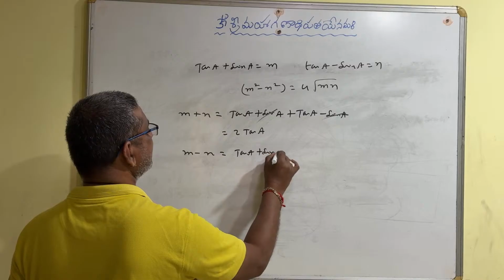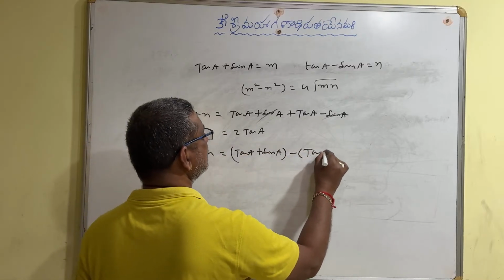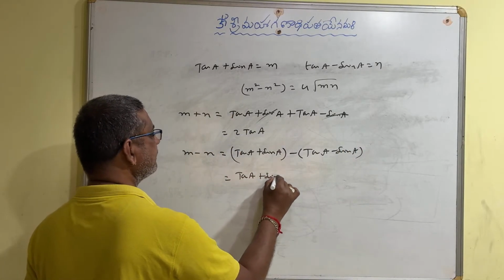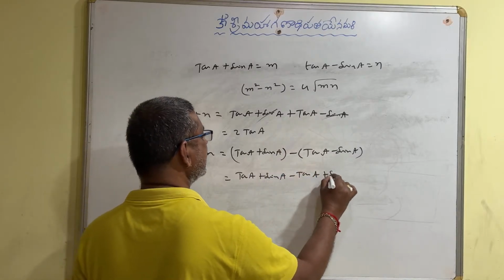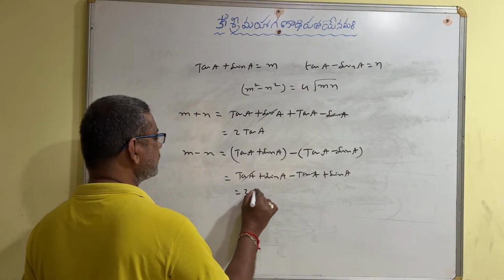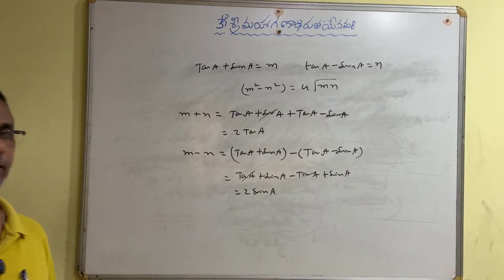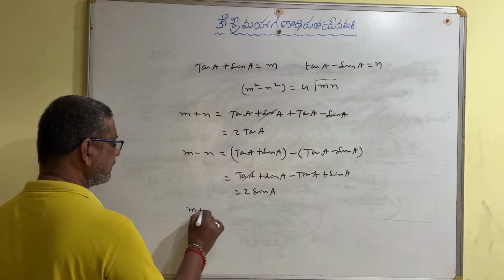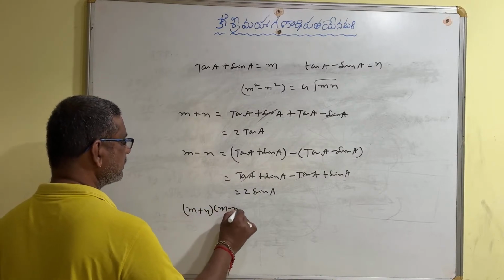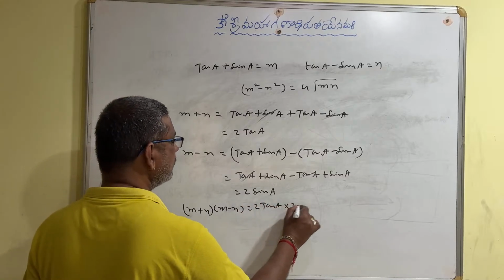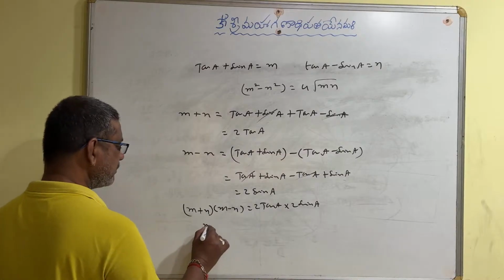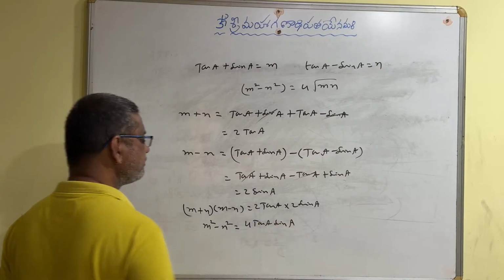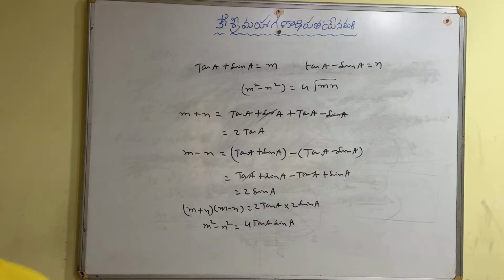Tan A plus sin A minus tan A minus sin A. Tan A plus sin A minus tan A plus sin A. Minus tan A plus tan A cancel, 2 sin A. So M plus N is 2 tan A, M minus N is 2 sin A. Then what is M plus N into M minus N? 2 tan A into 2 sin A. So this becomes M square minus N square, which is 4 tan A sin A.